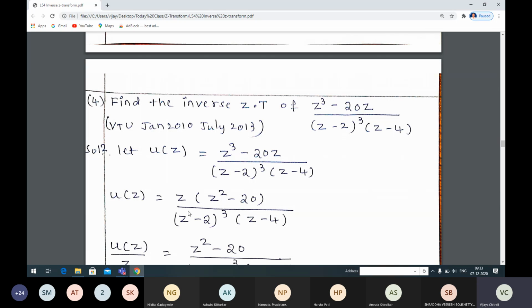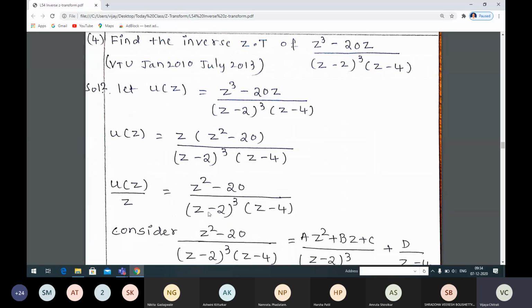Take z common from the numerator. So z common inside: z square minus 20, and the denominator will be the same, no change, (z minus 2) raised to 3 (z minus 4). Now transfer this z from RHS to LHS. So Y(z) by z is equal to (z square minus 20) divided by (z minus 2) raised to 3 (z minus 4), because we have transferred this. Numerator comes this side, denominator. So this is the LHS.